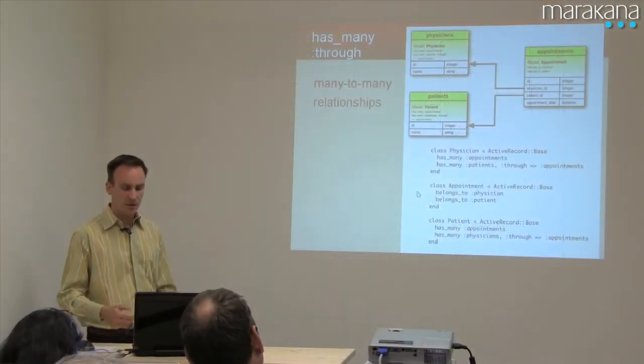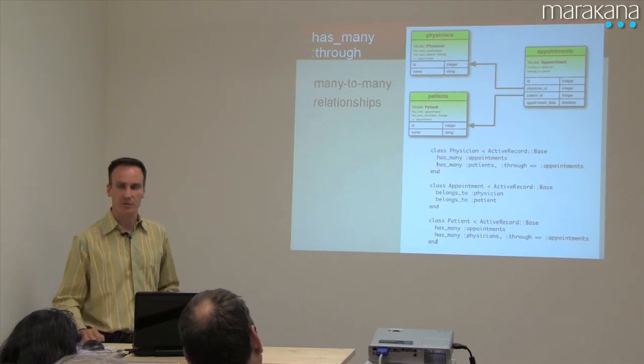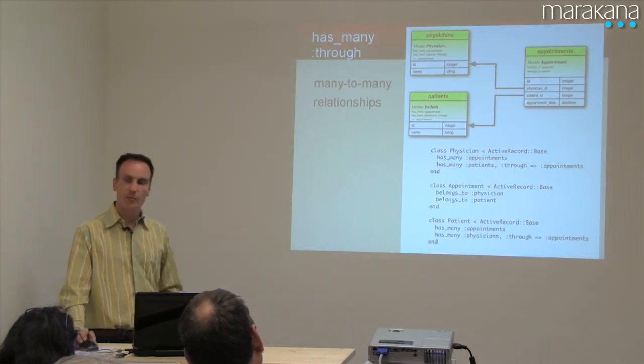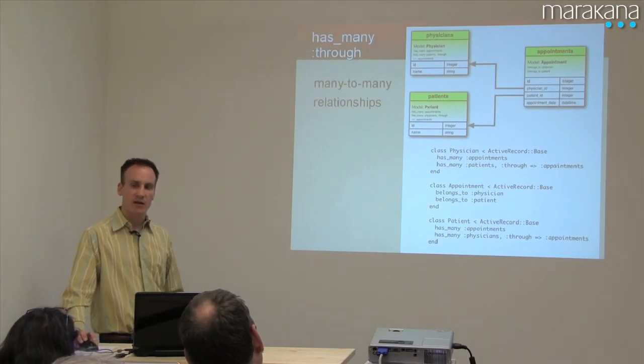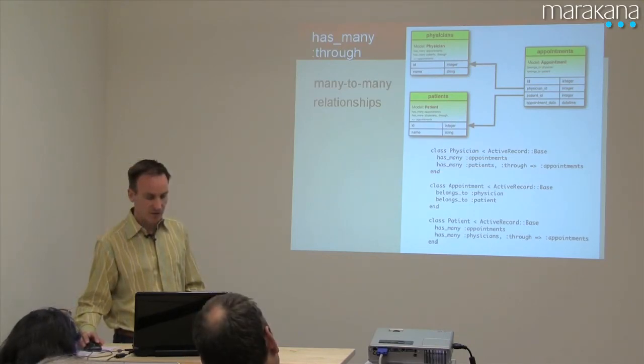It's a powerful way to map many-to-many relationships. Question? Yep. So the question is, if the patient didn't have any appointments records, then patient.physicians would return an empty array. Correct.